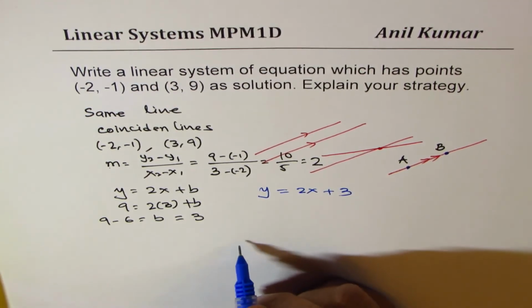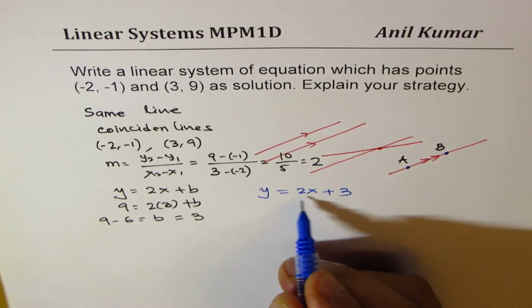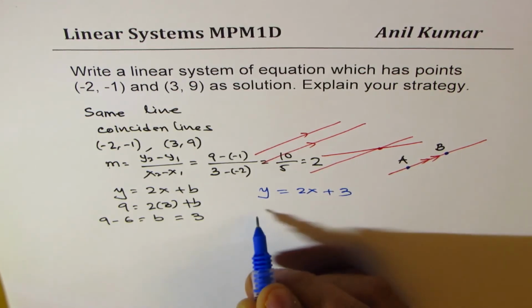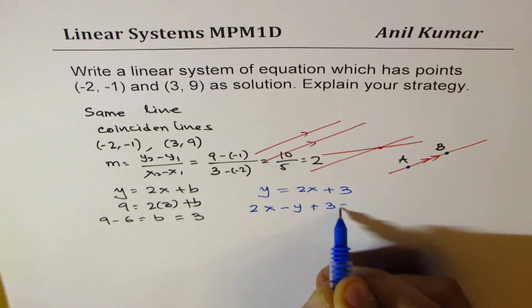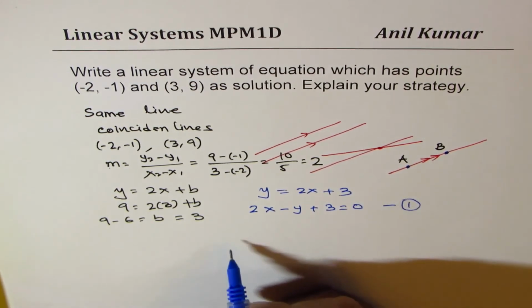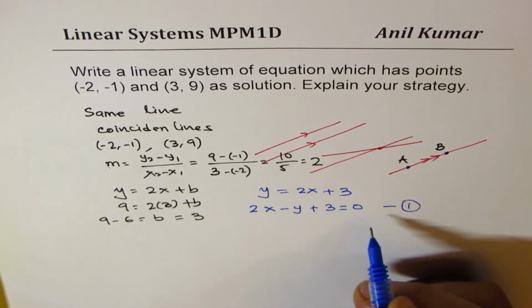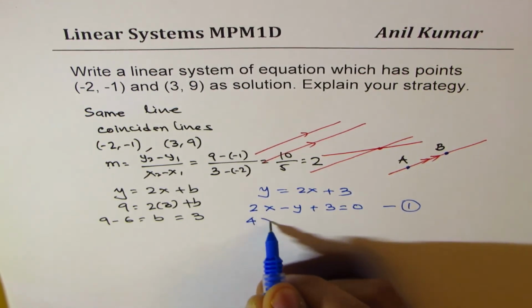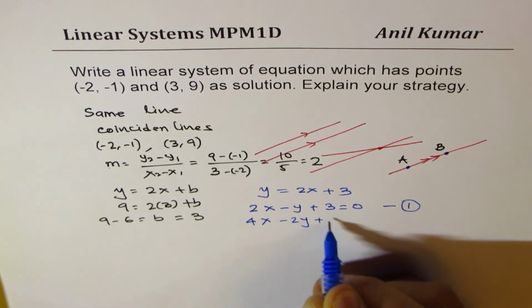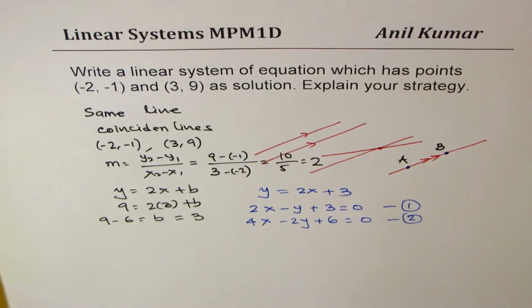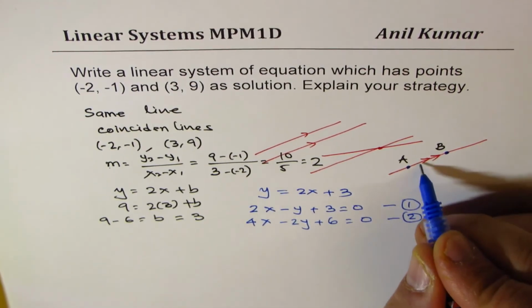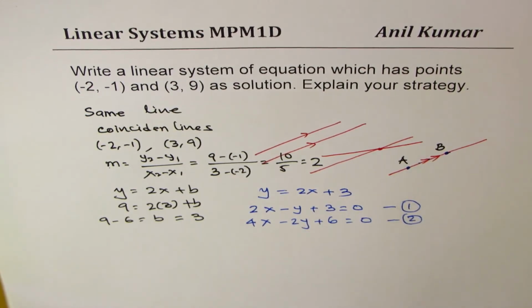What could be the other equation? Well, we could write it in a different way. So this equation could be written as 2x minus y plus 3 equals 0. That becomes the first equation. Second, we could multiply everything by 2, for example. 4x minus 2y plus 6 equals 0 could be the second equation. They represent the same line and they will actually intersect at infinite points. So that becomes the solution for the given situation.